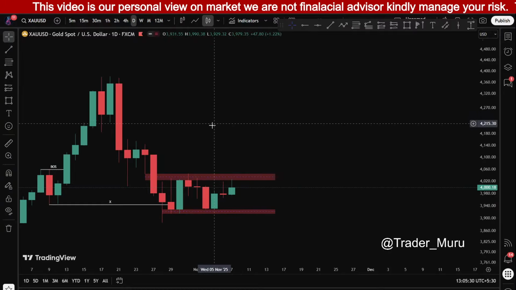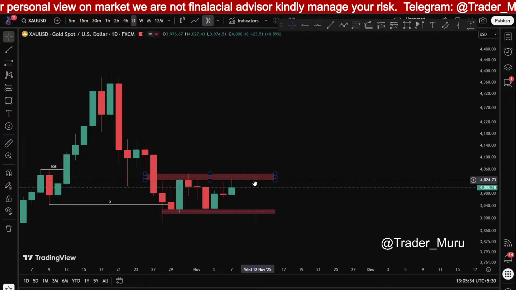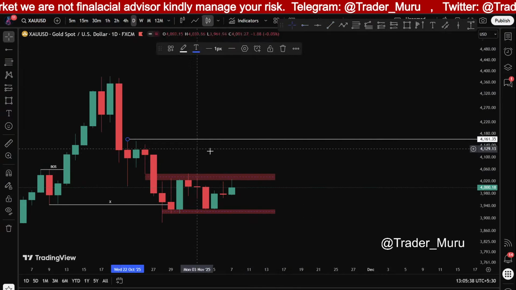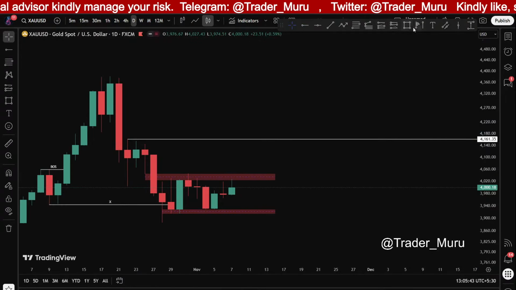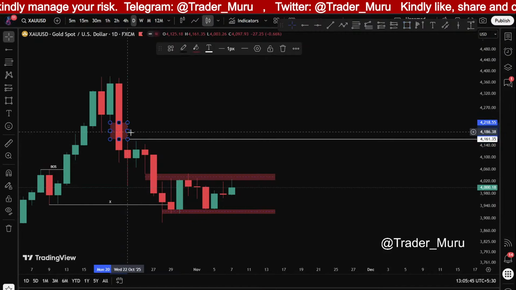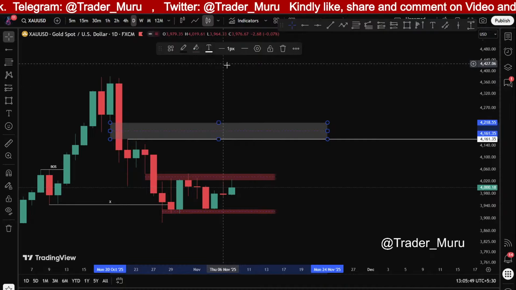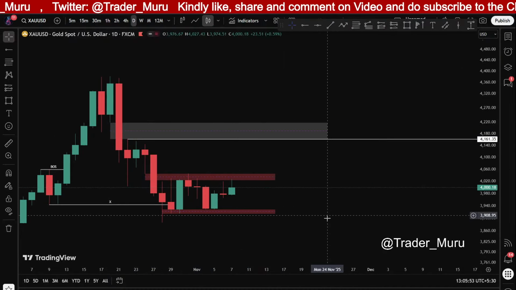And as we see, if price is able to cross above this high, it will be a clear indication that it will test at least this area of 4161, this FVG. This FVG will get filled in the daily time frame. Before that, it is still in range mode.